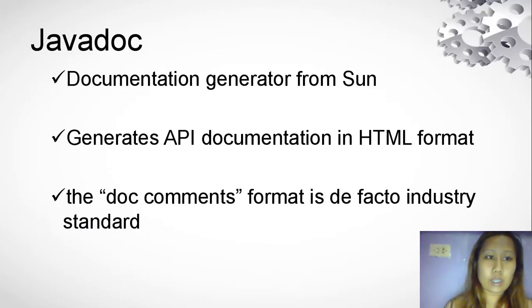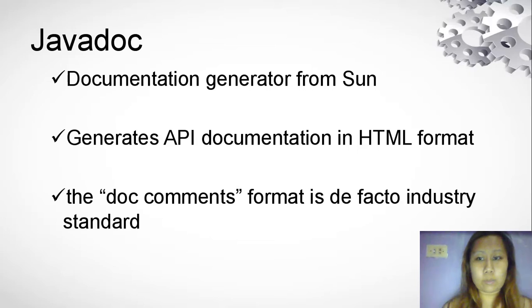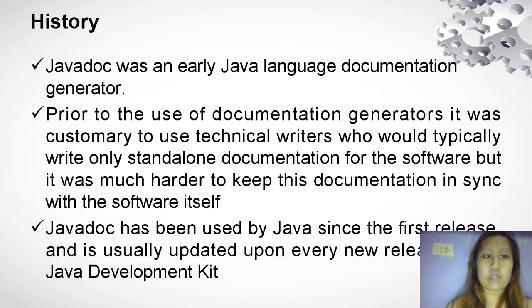Javadoc is a documentation generator from Sun Microsystems. It generates API documentation in HTML format, and the doc comments format is the de facto industry standard. So, the history of Javadoc. Javadoc was an early Java language documentation generator.